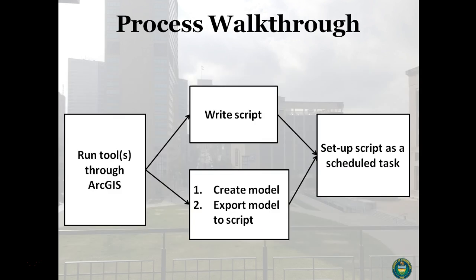So here's the process walkthrough of taking some sort of geoprocessing tool that you want to automate. The first step is you want to make sure the tool runs. So you run it natively through ArcGIS. So for data replication, we would manually run synchronized changes. So then when you know it works fine, you kind of have a divergence.